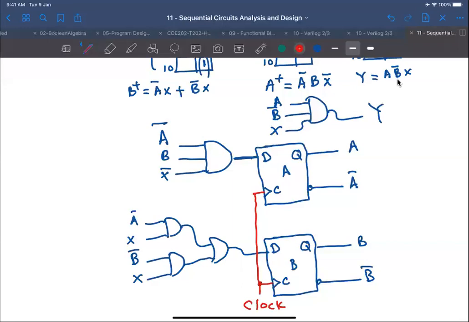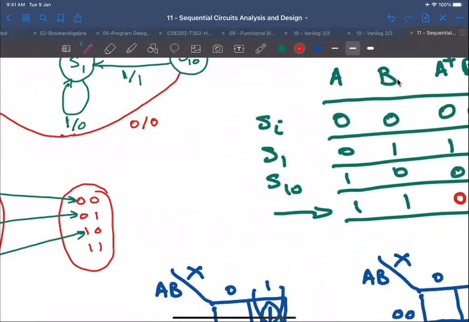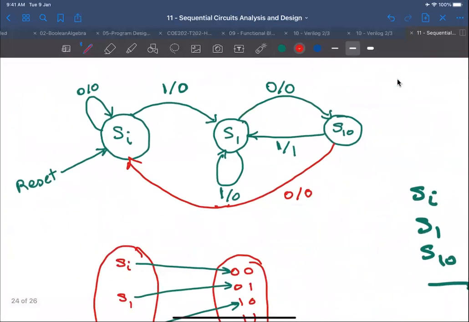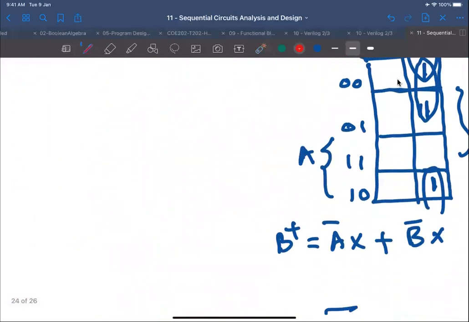Are we done? Look at the state diagram and tell me if we are done or not. I'm going to give you a hint. Yes, you have to reset. You have to take the output to the input again. You have to take the output to the input.